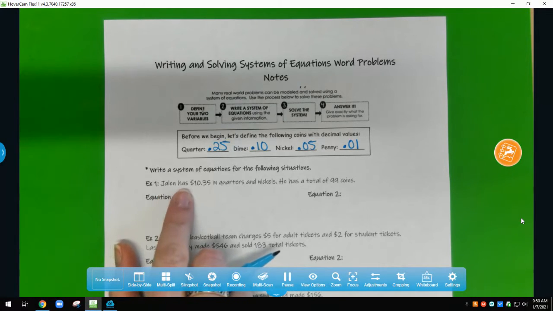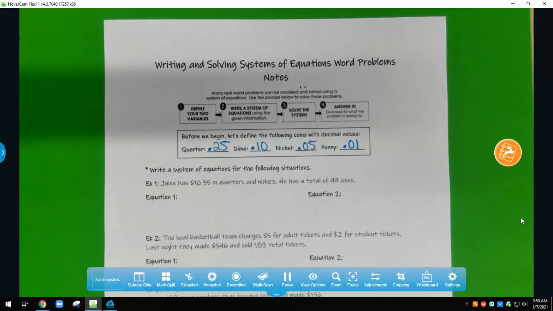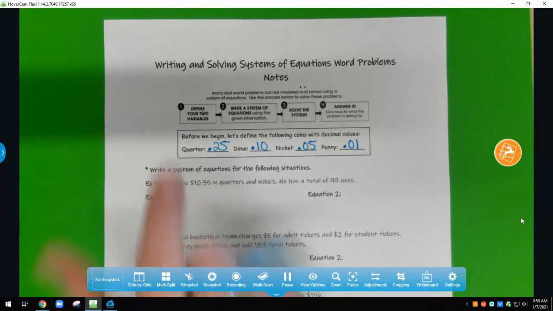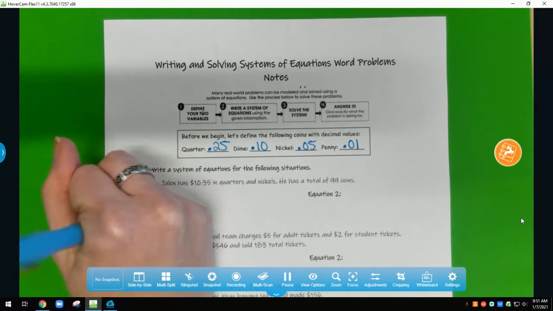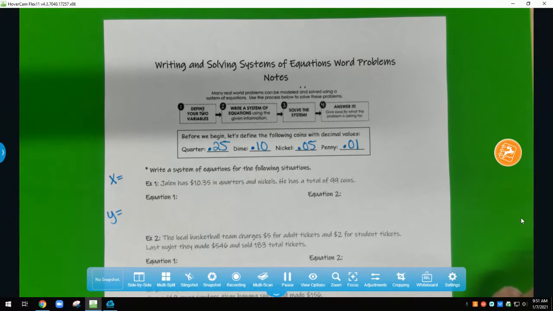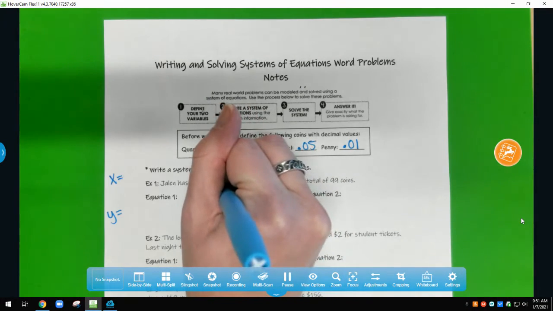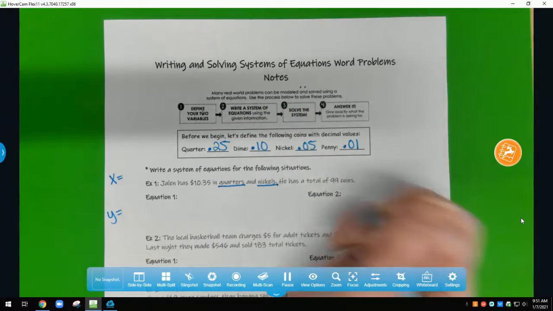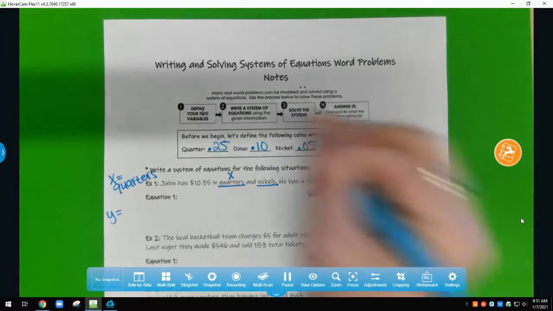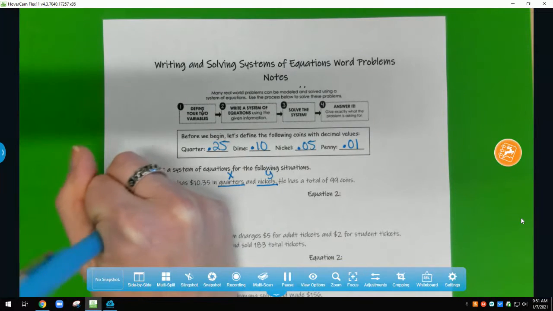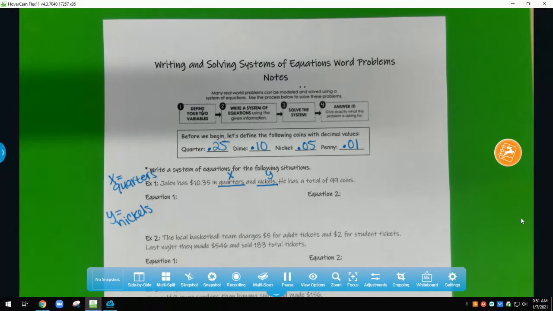So the first one, Jalen has 10.35 in quarters and nickels. He has a total of 99 coins. So we're going to define our 2 variables, and I'm going to stick with using x and y because when we solve in Desmos, we're going to use x and y. The 2 things I'm looking at are quarters and nickels. So I'm going to make quarters x, and I'm going to make nickels y. You can switch them, it doesn't matter. Your answers will just be flip-flopped of mine.